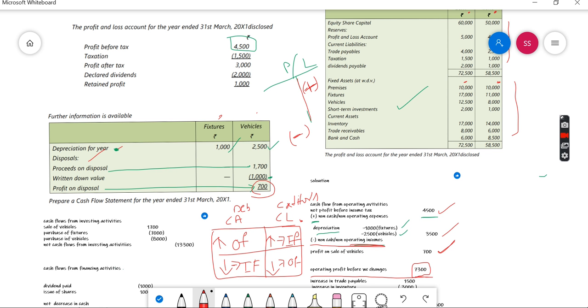Okay, let's start with the operating profit before working capital changes. So we need to find out if there are any changes in working capital. Working capital means current assets and current liabilities, right? So let's start with the current liabilities and current assets. Here you can see the information related to the current liabilities. First thing is trade payables.